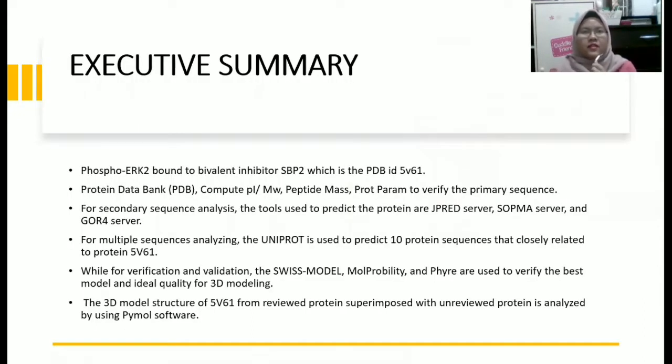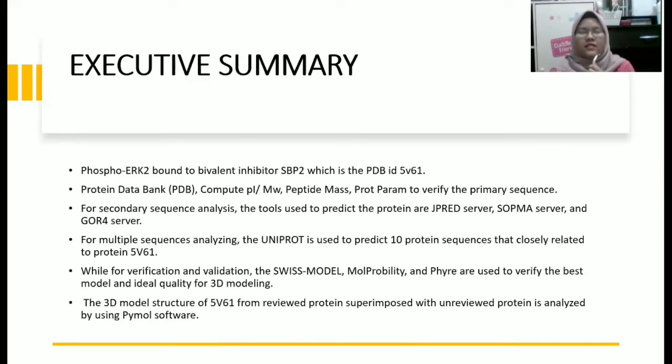For the executive summary, this report provides a bioinformatic analysis of the protein phospho-ERK2 bound to bivalent inhibitor SBP2, which has the PDB ID 5V61. The meta-analysis uses bioinformatic tools such as PDB, which is Protein Data Bank, Compute pI, Peptide Mass, and ProtParam to verify the primary sequence. For secondary structure analysis, the tools used to predict the protein are the JPred server, SOPMA server, and GOR4 server.